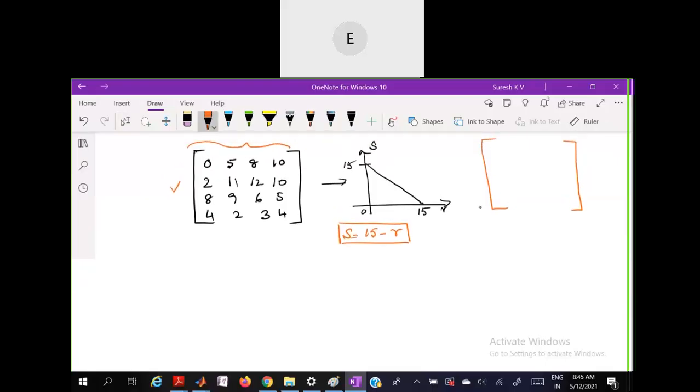So what will be the first pixel? 15, correct? 15 minus 0 is 15. 15 minus 5 is 10. 15 minus 8 is 7. This is 5. 15 minus 2 is 13. 15 minus 11 is 4. 15 minus 12 is 3. 5, 7, 6, 9, 10, 11, 13, 12, 11. Is this correct?